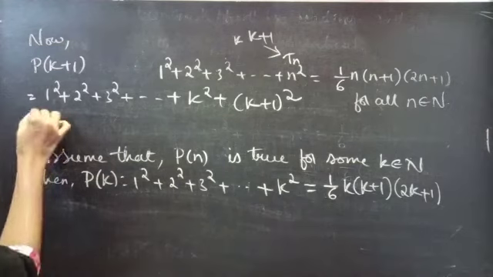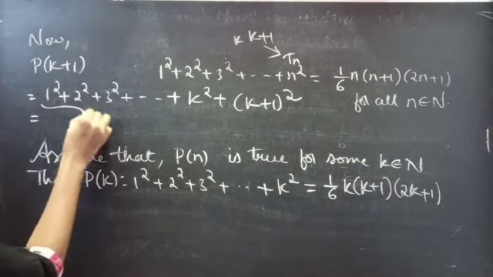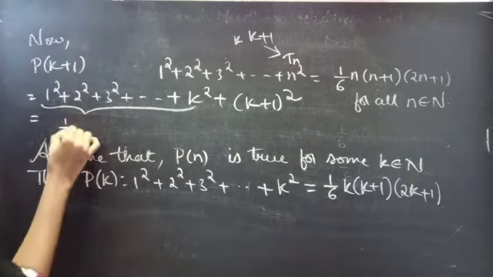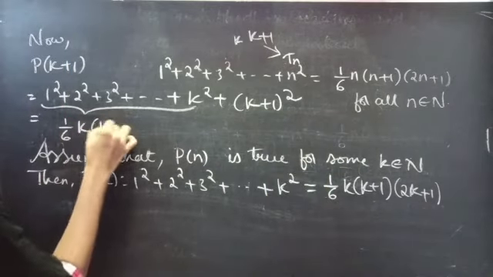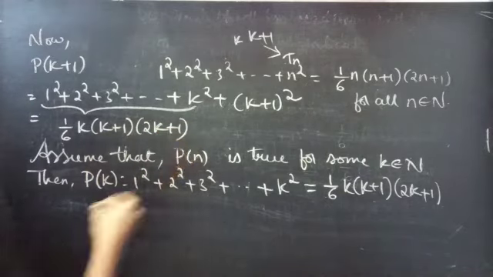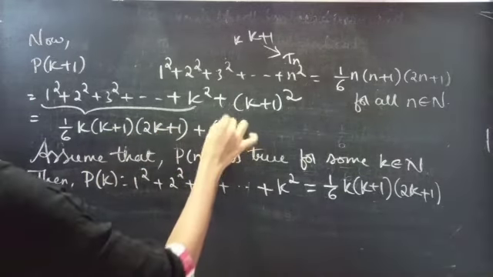Okay, fine. So this equals, we have the sum of k terms equal to 1 by 6 into k plus 1 into 2k plus 1, plus the last term, which will be as it is.